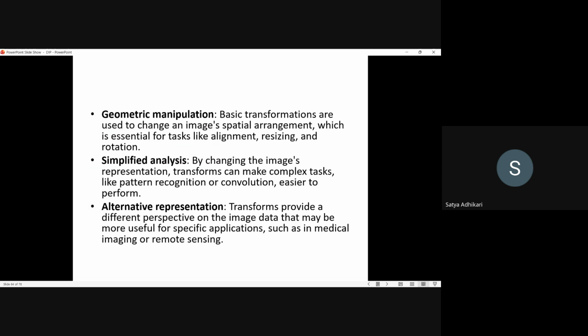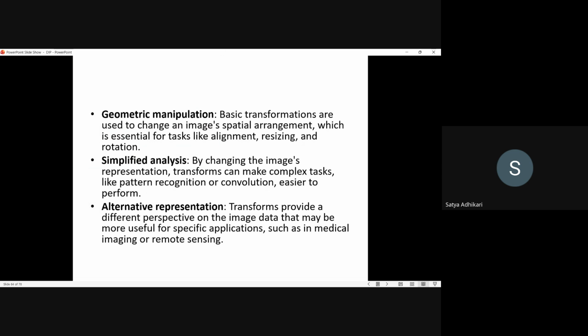Simplified analysis: by changing the image representation, transforms can make complex tasks like pattern recognition and convolution easier to perform. Alternate representation: transforms provide a different perspective on the image data that may be more useful for specific applications such as medical imaging or remote sensing. For some applications, the transformed data is more useful. So that is why we need transforms. These are the needs of transforms.